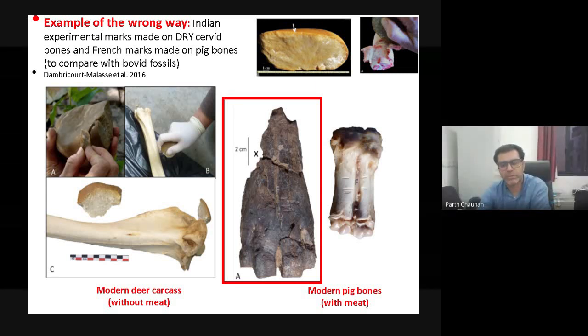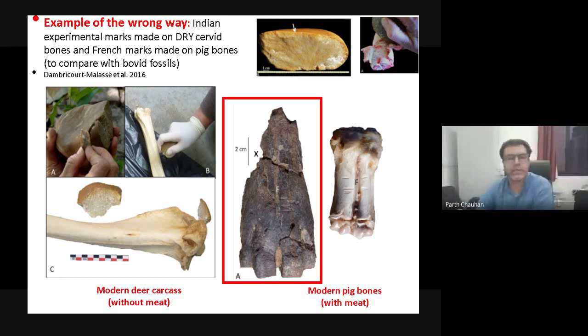So using pig bones and deer bones is not the right analogy or proxy to compare with archaeological evidence. There's a mismatch. They should have done it on buffalo bones, for example, or cattle bones with meat. There were various ways to make it more authentic and original instead of using these methods.